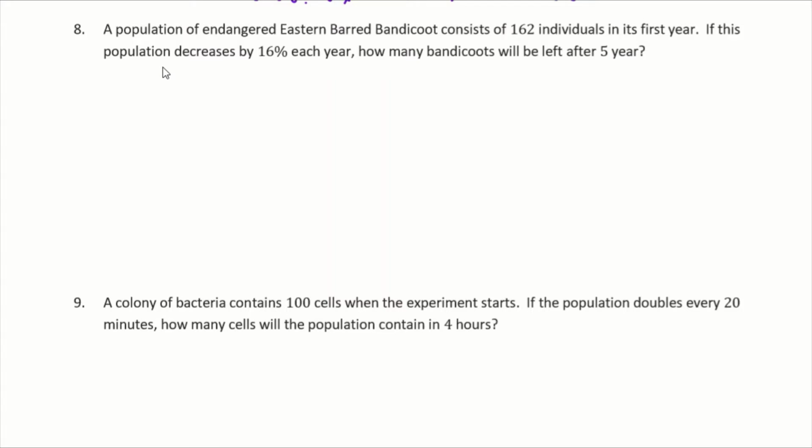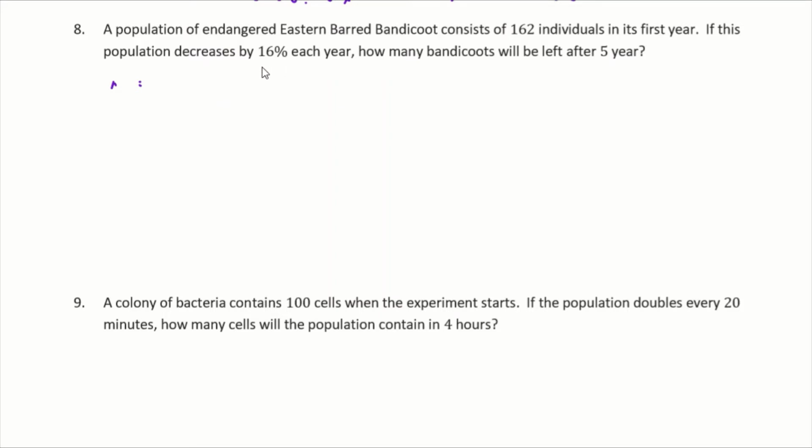Same thing in this question, you can see that the population decreases by 16% over the year, right? So what is the common ratio? What do you multiply when you want to get something that decreases by 16%?